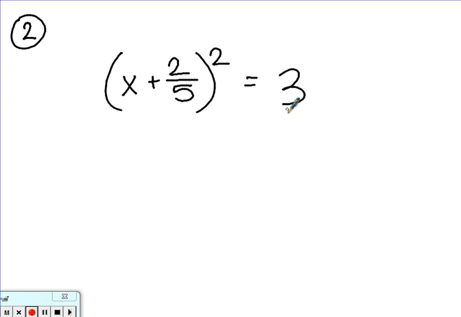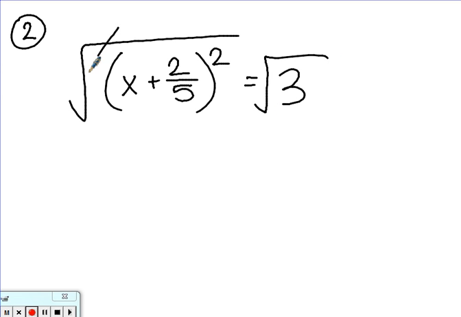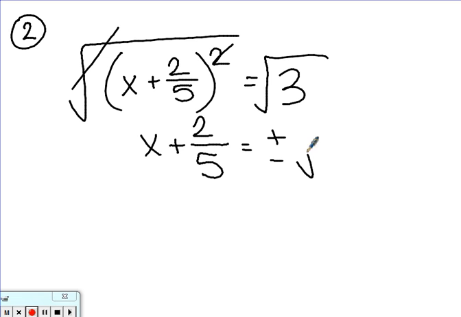In solving for equations, we want to isolate the variable. In order to isolate the variable, we need to get it by itself, so we take the square root of both sides, because we've got to get rid of that squared term. So we take the square root of (x + 2/5), and we take the square root of 3. The square root cancels out the square, we're left with x + 2/5, and it's equal to plus or minus the square root of 3.